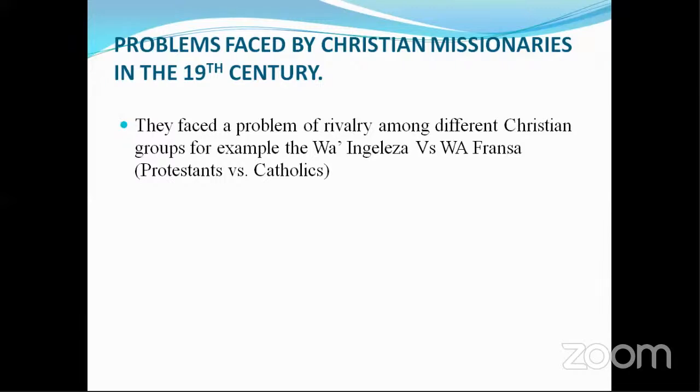Now, here we are with the problems that the missionaries faced in East Africa, and problem number 1 goes: they faced a problem of rivalry among different Christian groups. For example, the Waingereza against Wafransa, or in brackets we've got Protestants against the Catholics. Waingereza, that is Protestants. Wafransa, that is Catholics.